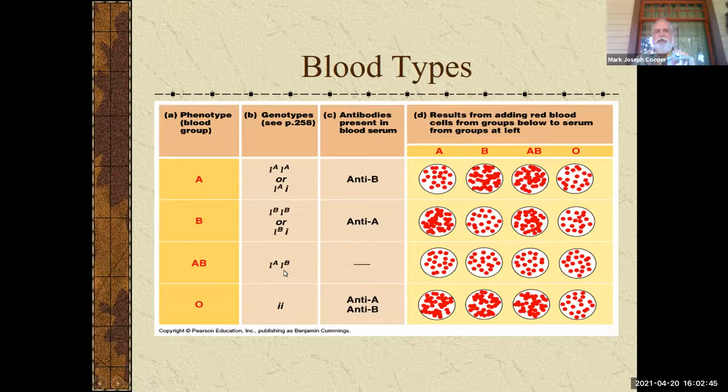So that's a little funky. We might not use that homozygous dominant for this one. Just know that they are dominant for both traits. And then homozygous recessive down here, you would definitely use two small i's. That would give you O.